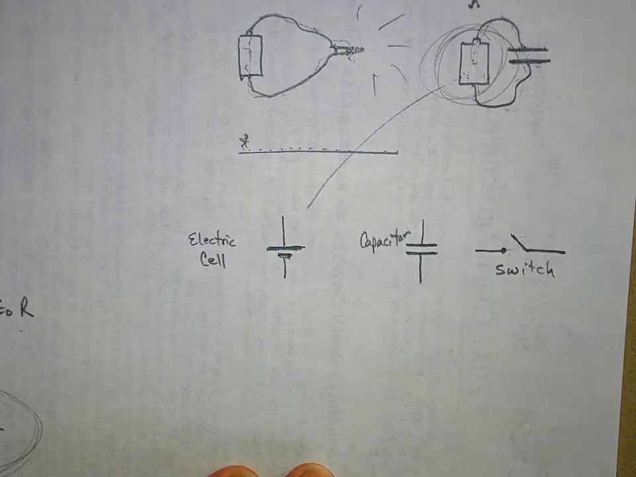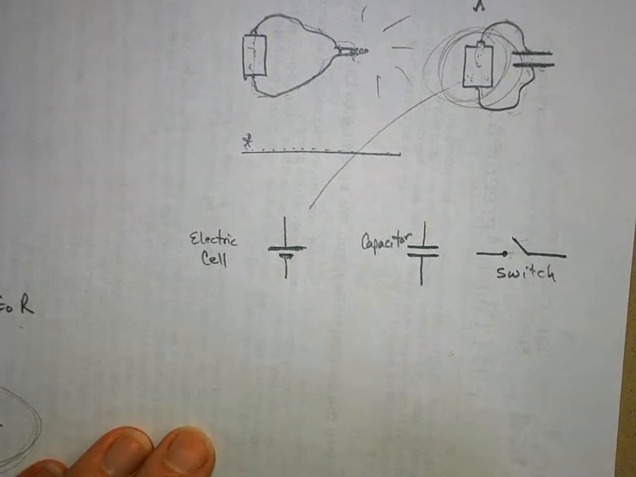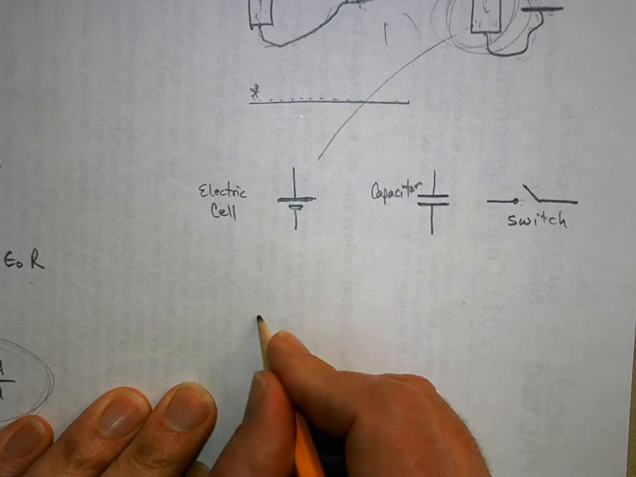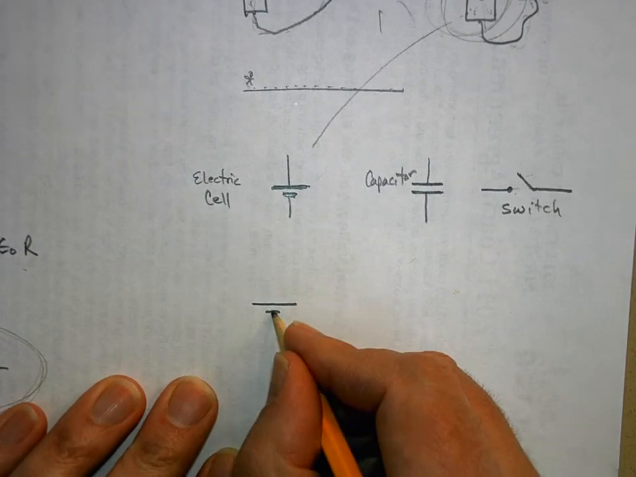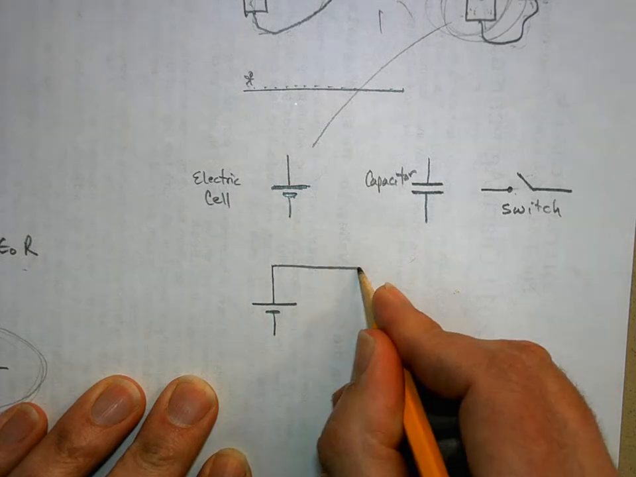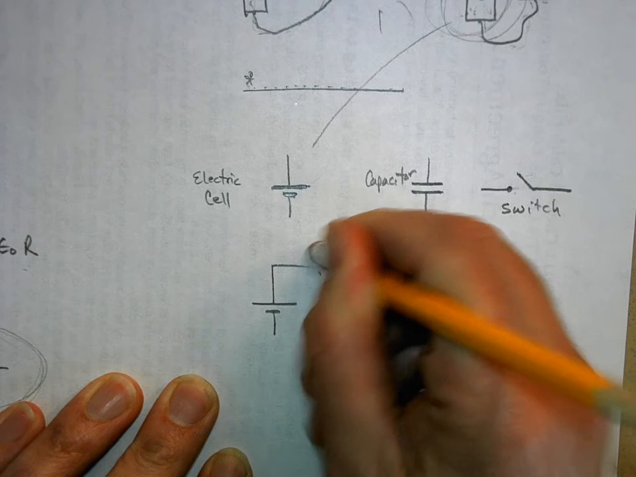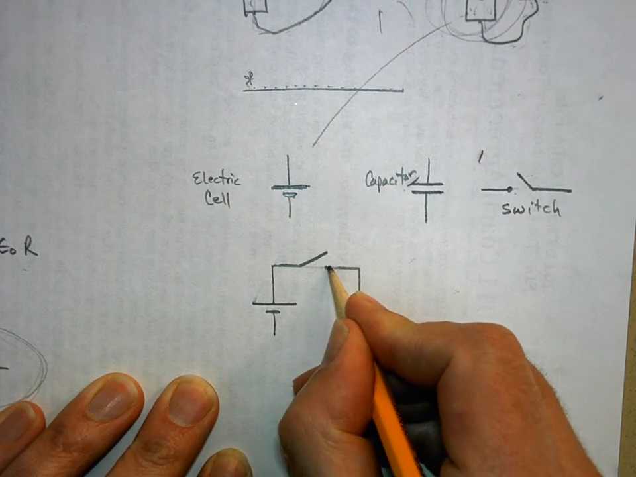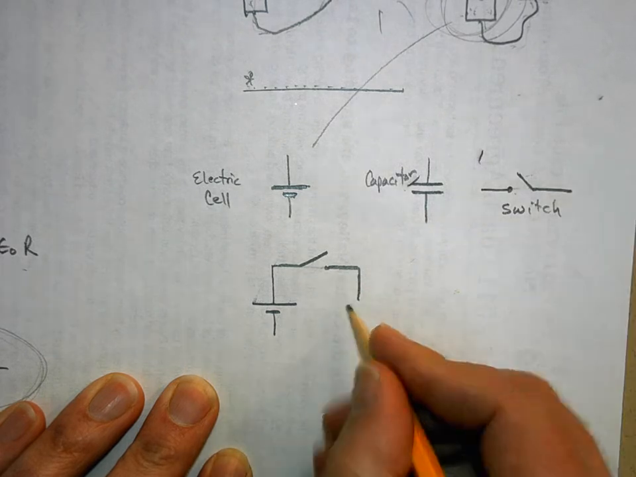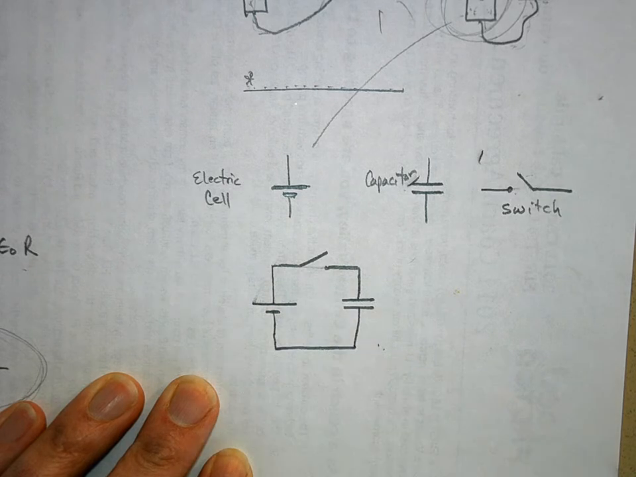And so now we can put these three symbols together to form a complete circuit. So let's do that. There's my electric cell. And here, let me put the switch up here, and then I'll put my capacitor right there. Okay.